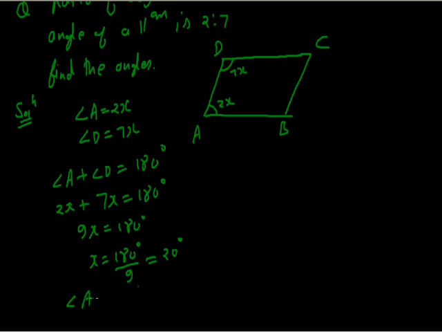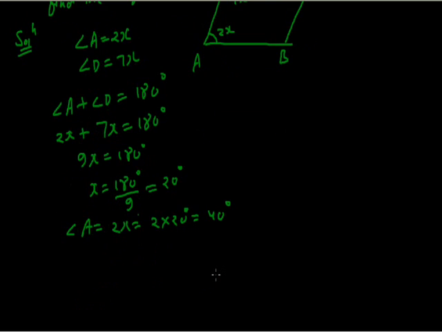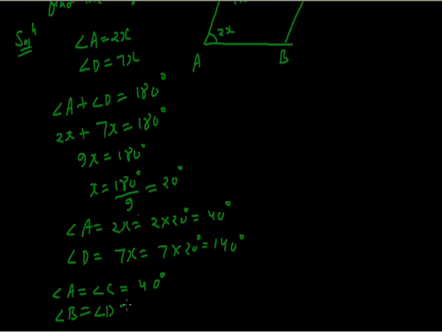So therefore angle A is equal to 2x, that is 2 into 20 degrees, that is 40 degrees. Angle D is equal to 7x, so 7 into 20 degrees, that is 140 degrees. And we know that angle A and angle C are equal because opposite angles are equal. So angles A and C both are 40 degrees, and angle B and angle D are also equal because opposite angles are equal. So it is 140 degrees. Now we move to the next problem.